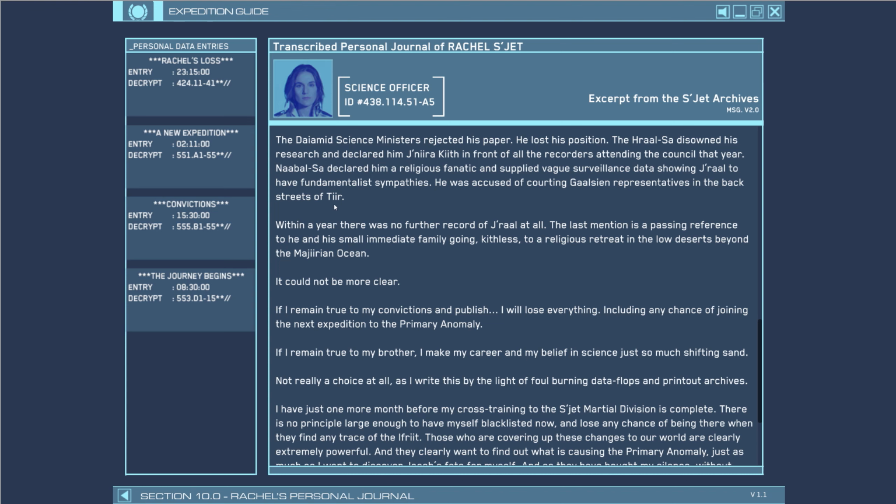It could not be more clear. If I remain true to my convictions and publish, I will lose everything, including any chance of joining the next expedition to the primary anomaly. If I remain true to my brother, I make my career and my belief in science just so much shifting sand. Not really a choice at all, as I write by the light of foul-burning data flops and printout archives. I have just one more month before my cross-training to the Sujet Marshal Division is complete. There is no principle large enough to have myself blacklisted now, and lose any chance of being there when they find any trace of the Ifrit.